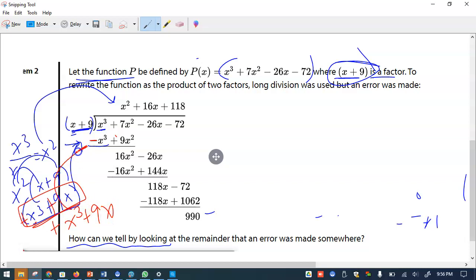Now, what the student did, if you see this, the student wrote minus and plus. It means it should have actually been both minus, because this was the original one. When you subtract, you change the sign. So this is the mistake right there.